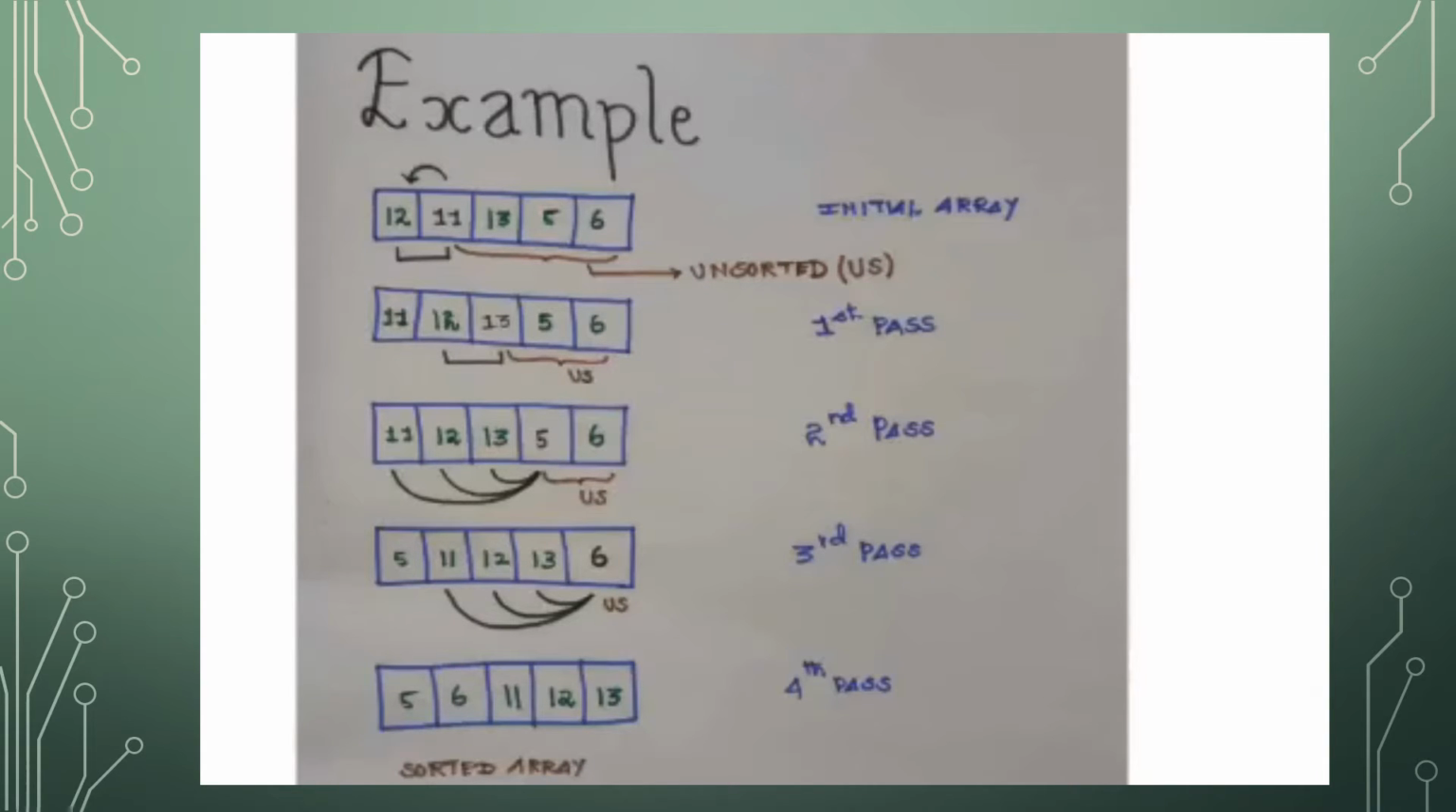Here both 5 and 13 are not in sorted order, so their positions are swapped. Similarly, 5 is compared with all the elements in the sorted subarray. Finally, we get the array 5, 11, 12, 13 and 6. Similarly, compare 6 with all other elements and finally we get the sorted array 5, 6, 11, 12 and 13.